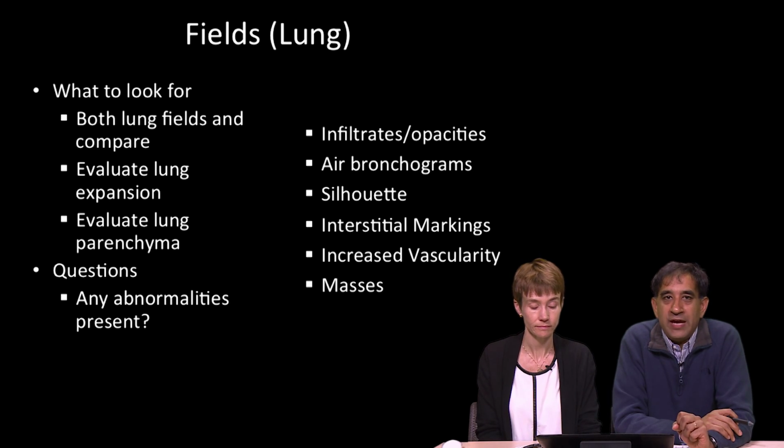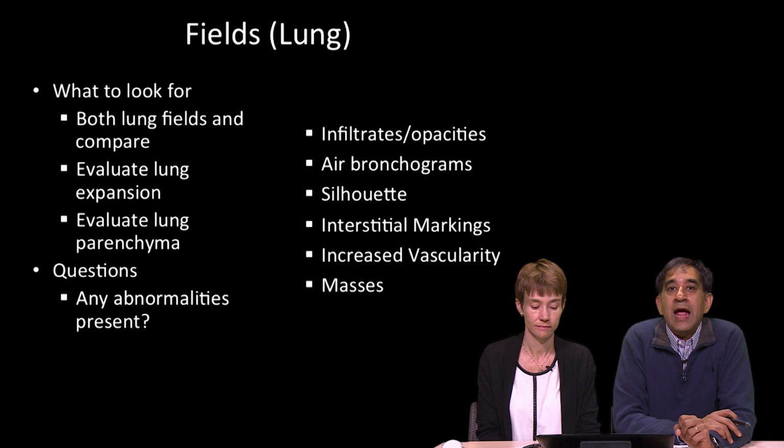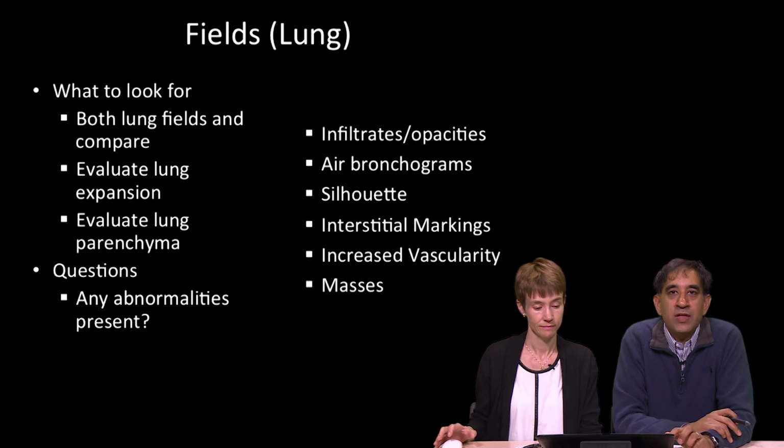And the questions we have are specifically directed towards the presence or absence of any abnormalities. Those would include things such as infiltrates or opacities, air bronchograms, silhouetting of the heart that might indicate the presence of an infiltrate or fluid, and interstitial markings, increases in vascularity, and then finally masses within the lung field. So let's take a look at some examples of each of these.